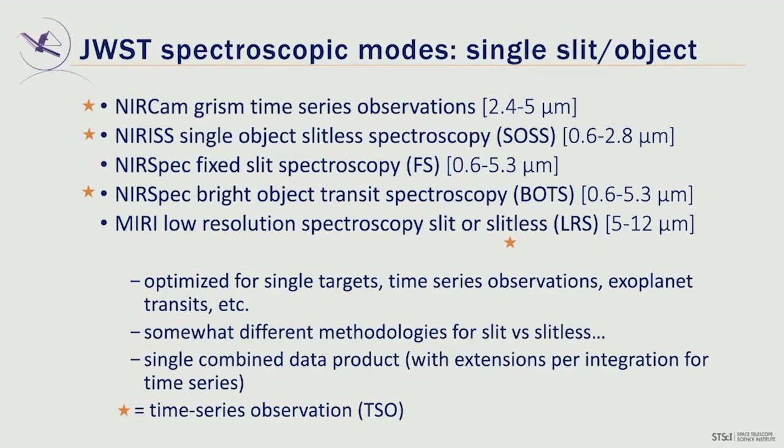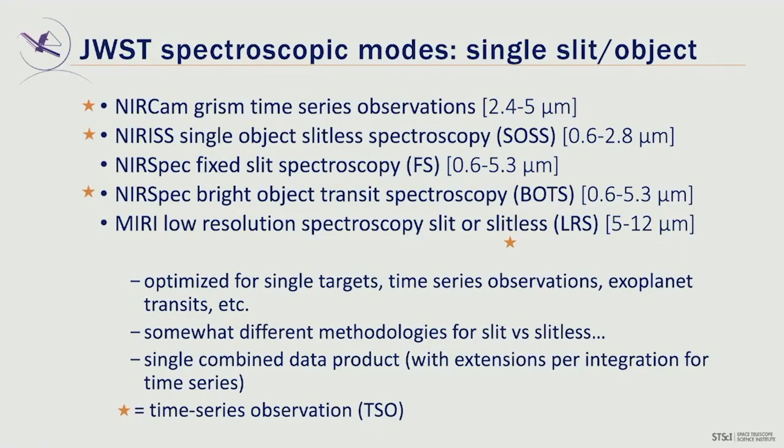NIRSpec has a fixed slit spectroscopy mode using one of 5 fixed slits of varying widths and lengths to observe single targets using the full wavelength range available for that instrument. And then specifically one of those slits, the 1.6 arcsecond square aperture, is used for bright object time series spectroscopy, or BOTS mode. Again, same wavelength coverage, but in that case geared towards time series observations such as exoplanet transits.